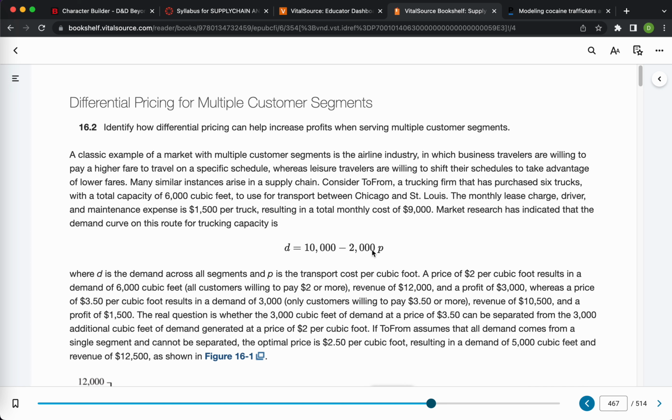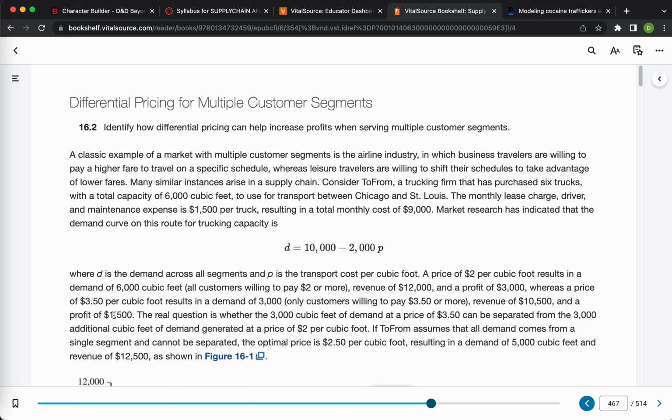Now, instead, if you set the price at $3.50 per cubic foot, demand will be only for 3,000 cubic feet, even though customers are paying more. So your revenue is decently high, it's 10,500, close to the 12,000 that you have, but you also have the $9,000 of cost, so your profit is only $1,500. Now, here you're offering two different prices to two different customers. When does that make sense?